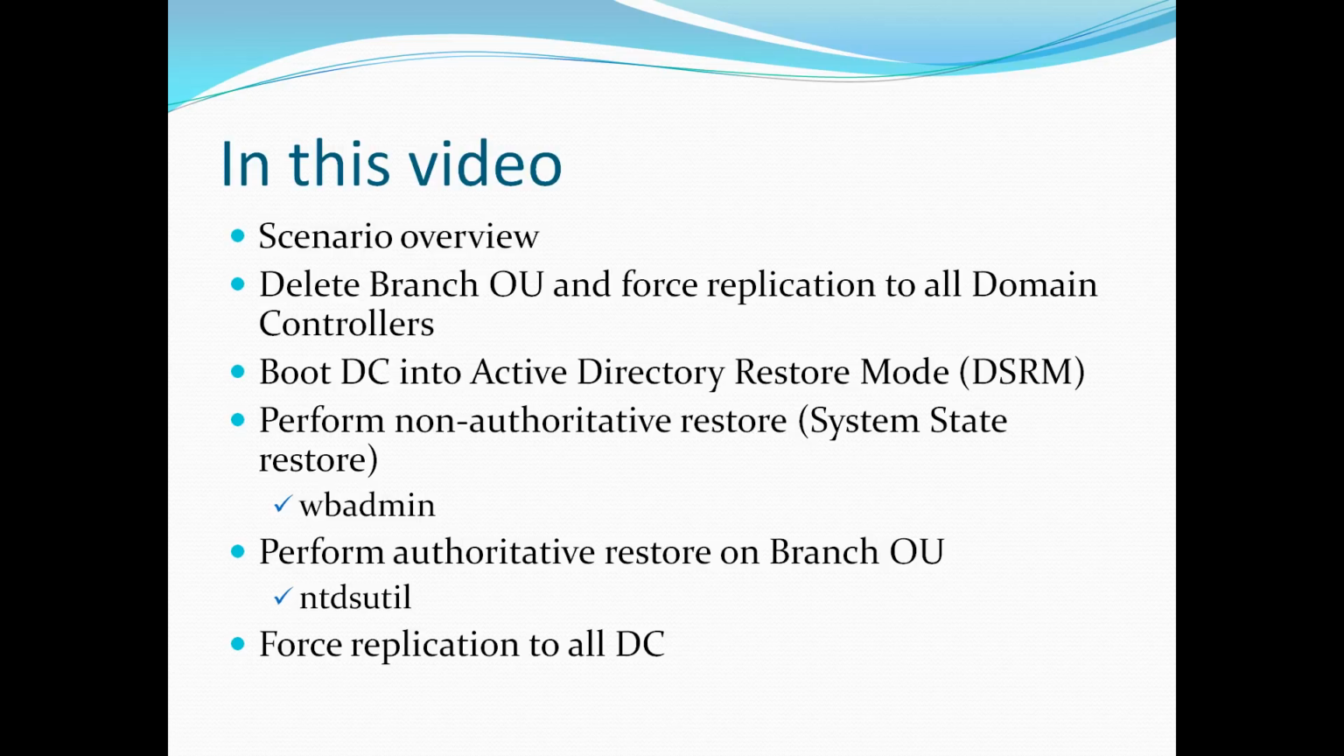After the system state restore is finished, I'm going to perform an authoritative restore only on my branch organizational unit by using the command line tool ntdsutil. After my authoritative restore is completed, I'm going to boot my DC into normal mode, and I'm going to again force a replication so I can replicate all of the restored objects, which is the branch organizational unit.